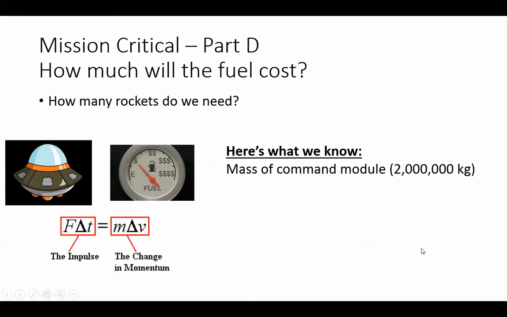We know the mass of our command module because in the question it says ignore the mass of all the other stuff, just the command module, and this 2 million kilogram number was in our list of given information on the front page. We also know that our target velocity, also from the front page, is 1/100th of the speed of light, and that's not something that I'm going to solve for you. That's from one of the previous questions that you should know at this point.